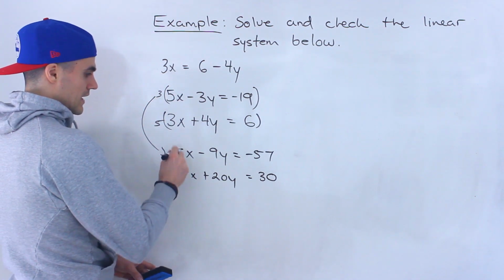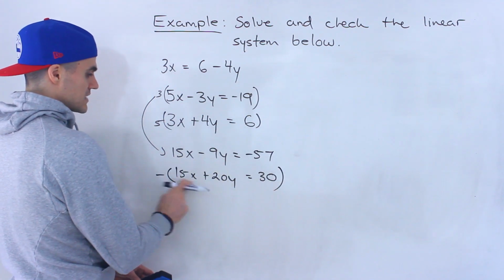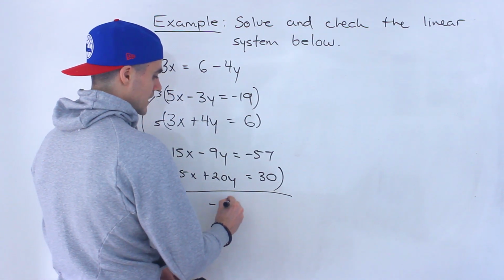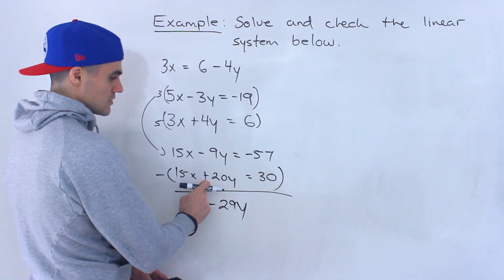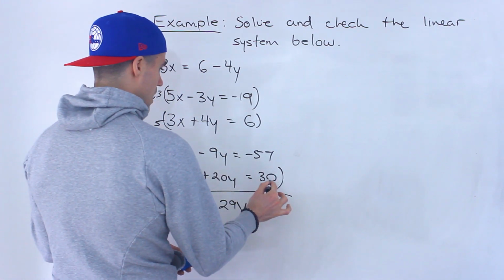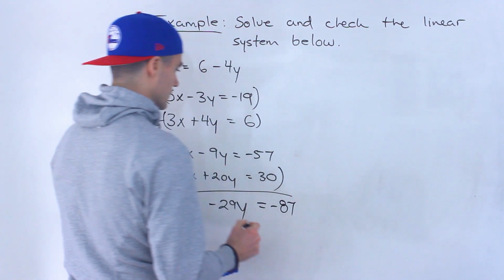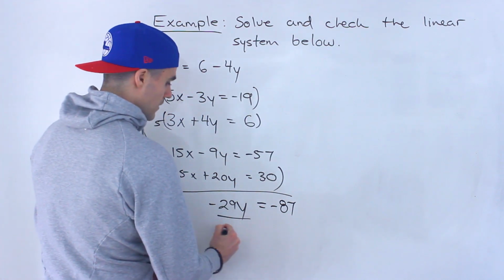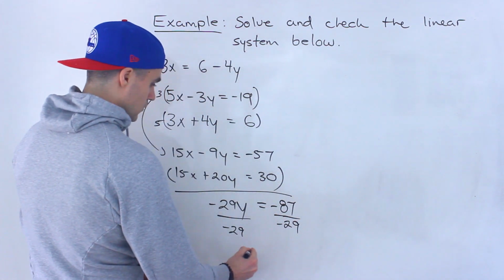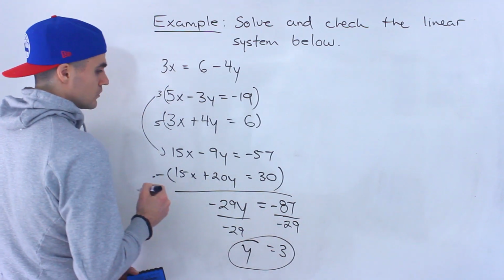And then we're getting rid of the x's. They have the same sign, so we would subtract this from that. So 15x minus 15x would give us 0. Negative 9y minus 20y would give us negative 29y, right? We distribute that negative to the positive, which becomes a negative as well. And negative 57 minus 30 would give us negative 87. Then to get the y, we would divide both sides by negative 29, which would give us positive 3. So y would equal 3.